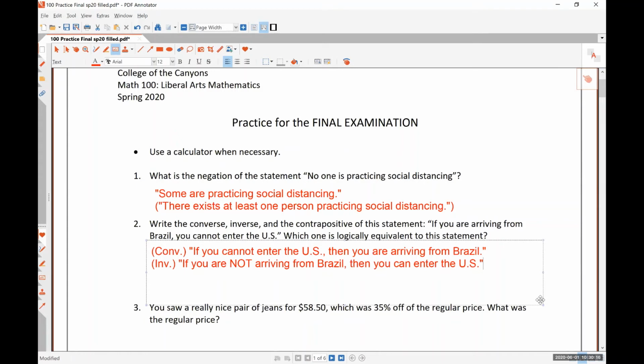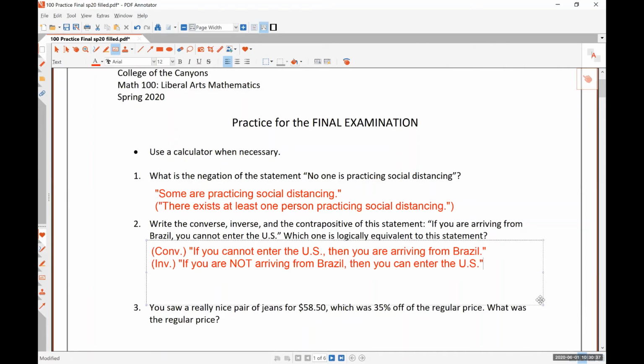All right, now I have to stop here and tell you something. Neither of these is actually logically equivalent to the statement, if you are arriving from Brazil, you cannot enter the US. All right, so let me explain what I mean by this. I hope you are paying close attention to this. And this is true just in general, in life.